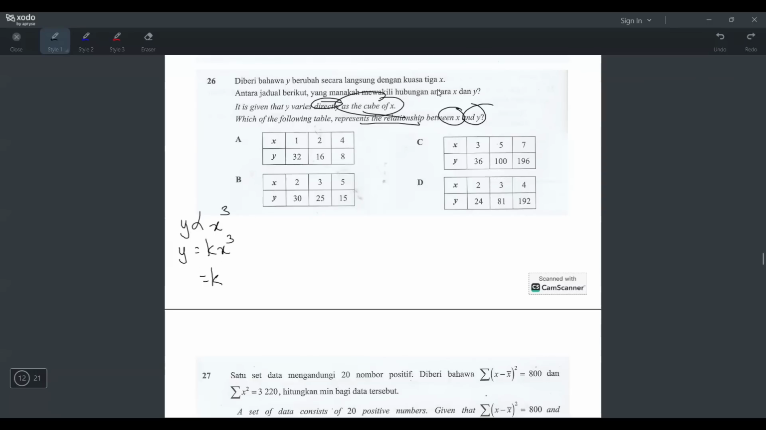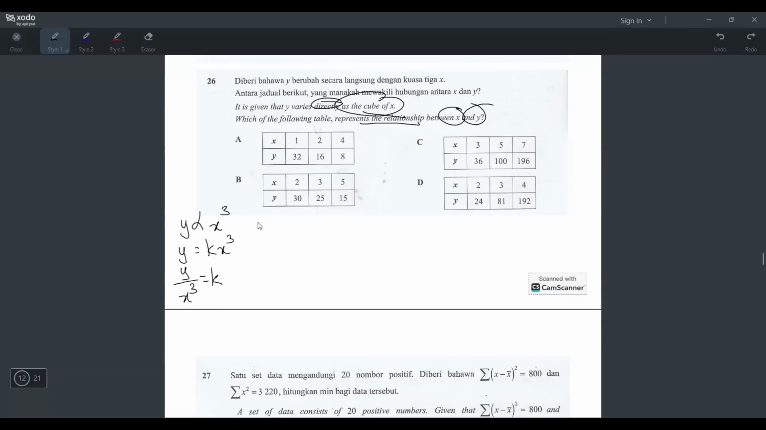Usually for a variation question, if they give you y and x, you can just straight away substitute and then find k, right? But this is another type of question. This one is like they never give you any information. They just ask you which of these is correct. So the way I do it is I first find k, making k the subject, so it becomes y over x power 3, right? And now I'll use this formula to check whether A is the answer or not.